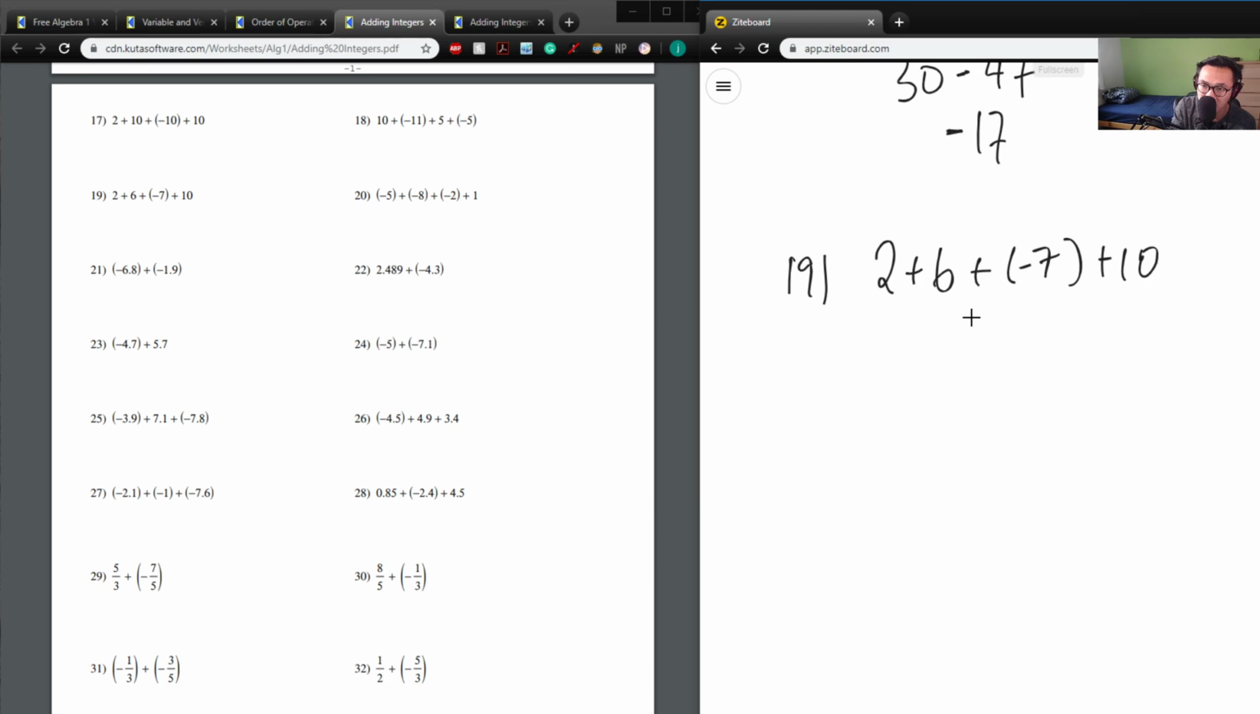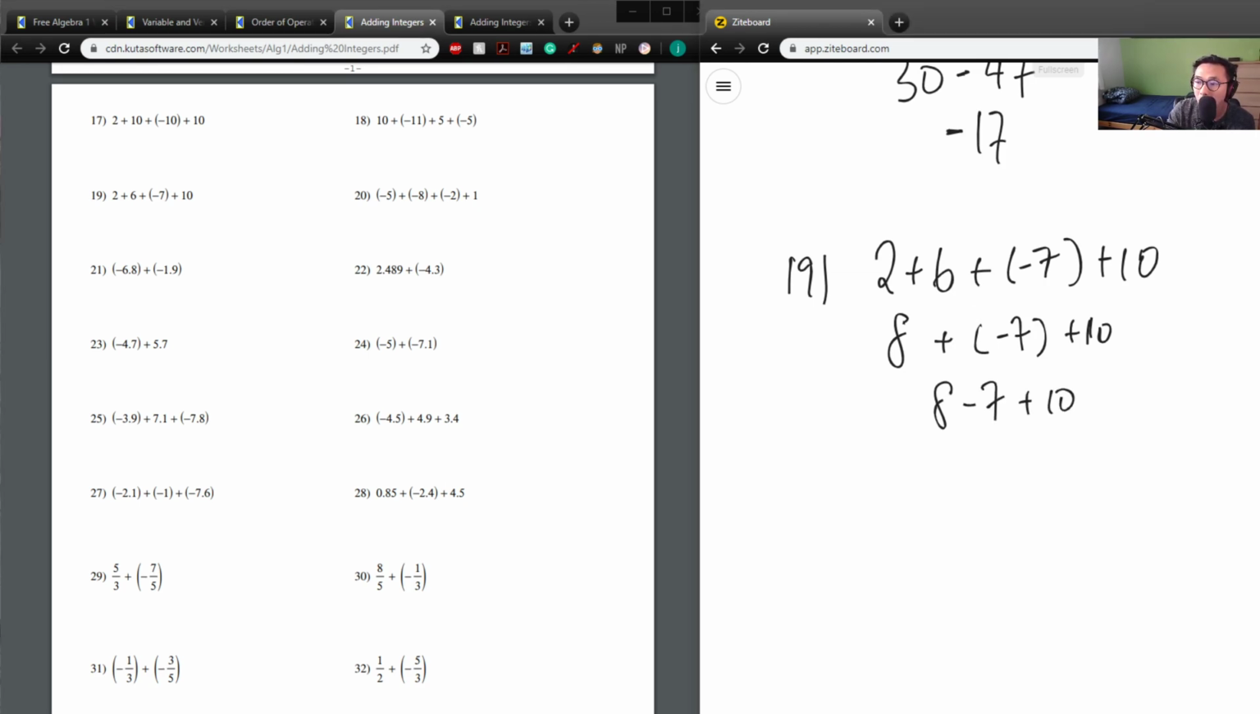So again, 2 plus 6 here is 8, obviously. 8 plus, and then we have -7 plus 10. So now we're adding 8 plus -7, or I can rewrite it simply as 8 minus 7 plus 10, right? So 8 minus 7 here would equal 1, obviously. And then 1 plus 10, I'm left with just this. 1 plus 10 here is 11. So that's going to be my answer for 19.